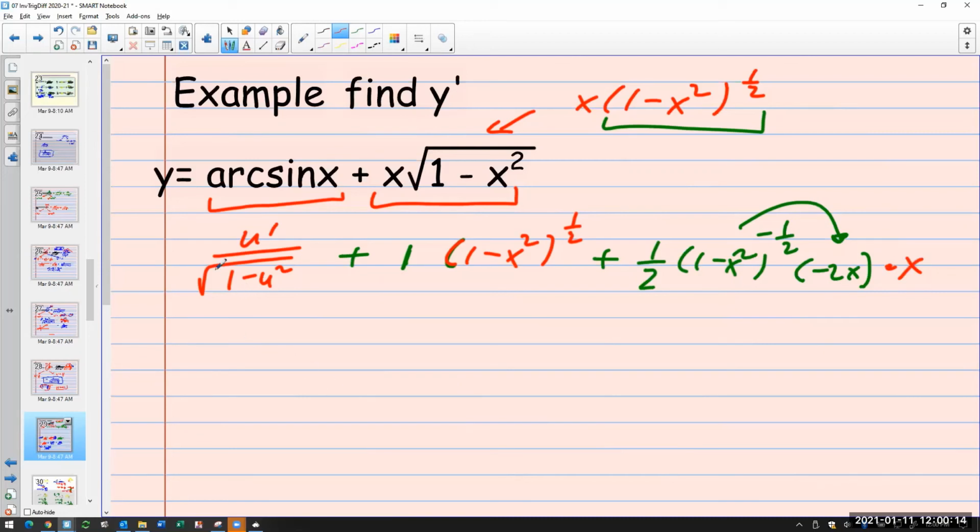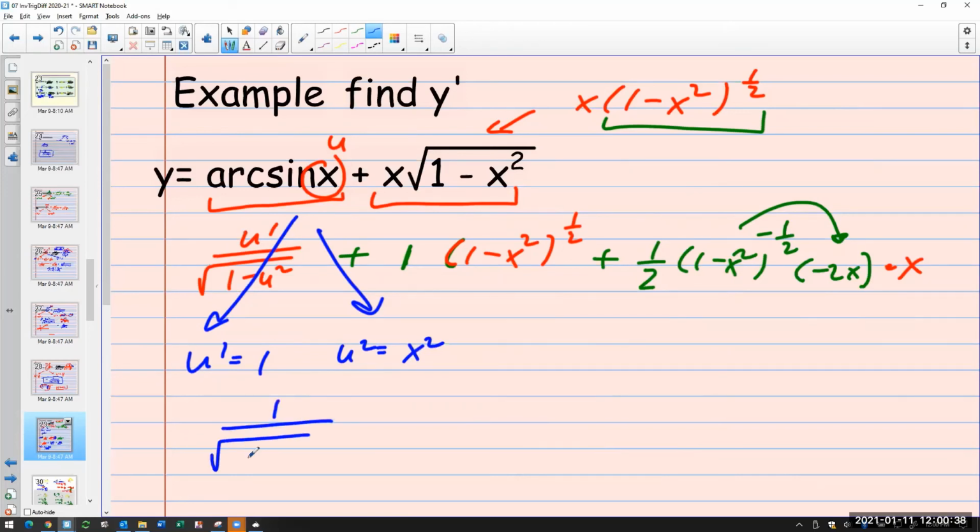All right. Over here, remember the arc sine x, this is going to be my u right here. Okay, so I need to know what u prime is. So let me just maybe do it right here. Okay, what is u prime equal to? 1. What's u squared equal to? X squared. Okay, so substitute it into this formula. That's going to be 1 over the square root of 1 minus u squared, but u squared is x squared. All right, I'm almost done.